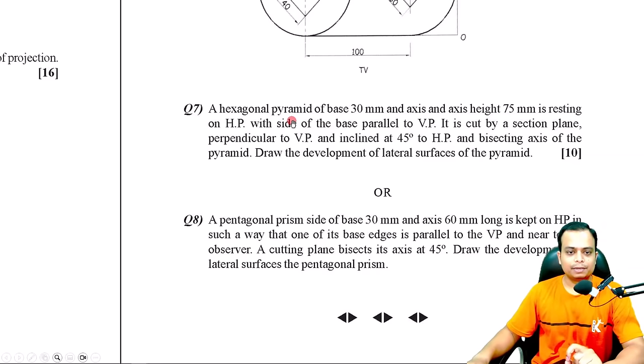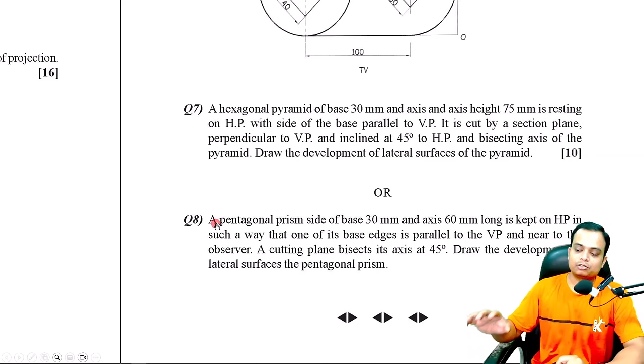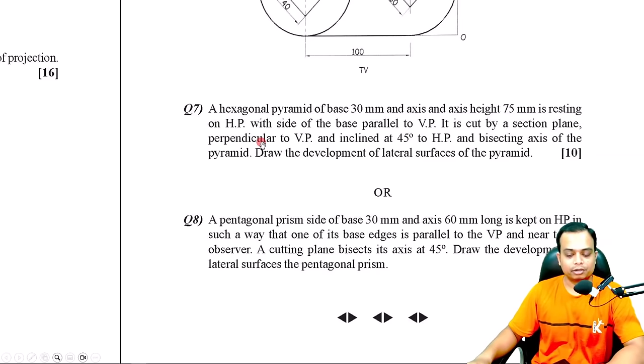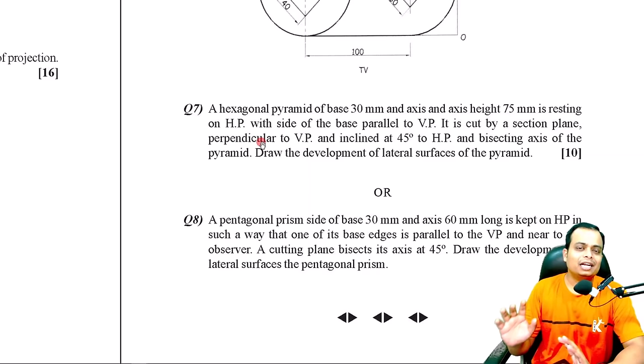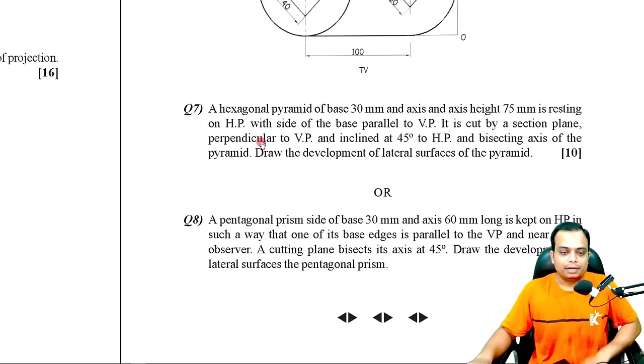This is based on a hexagonal pyramid, whereas the last problem is based on a pentagonal prism. Now, given a choice, you should go for problems which are based on the parallel line method, because they're relatively easier than the radial method. In radial development, you've got cone, you've got pyramid. Whereas in case of parallel line development, you've got a prism and cylinder. So they are relatively easier to construct. Okay, all right. Let me read the question first.